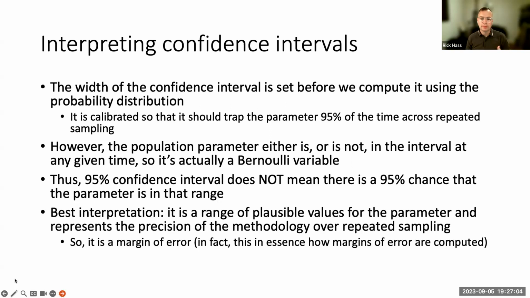A couple of good interpretations: you can just call it a plausible range of values for the parameter. And again, its width represents the precision of the methodology itself. So when you're interpreting confidence intervals, do not use percent chance. Do not talk about the probability of anything being in the interval. What you want to say is basically we can be this percent confident that the true parameter is in this range. Or that we have 95% confidence in this plausible range of values.